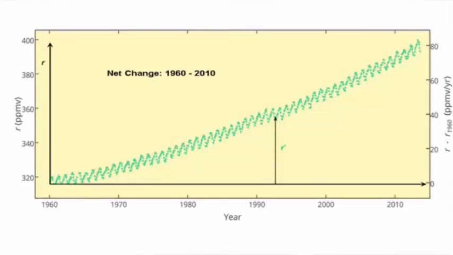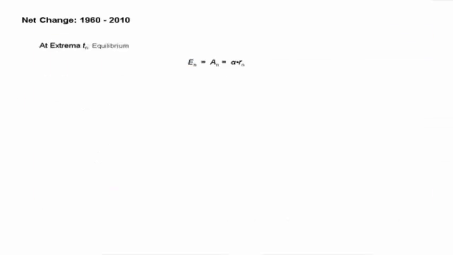There's a fifth way to establish the anthropogenic fraction, and this will be brief. Rather than accumulating emission, consider the change in emission across the 50-year period. At extrema of its annual cycle, CO2 passes through equilibrium. At the minimum in 1960 and the maximum in 2010, its rate of change vanishes. There, the conservation law reduces to emission equals absorption.